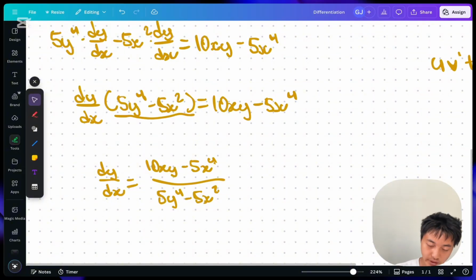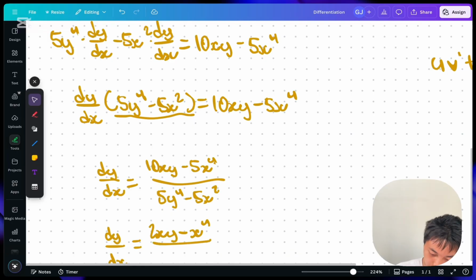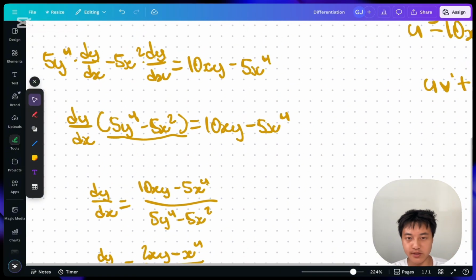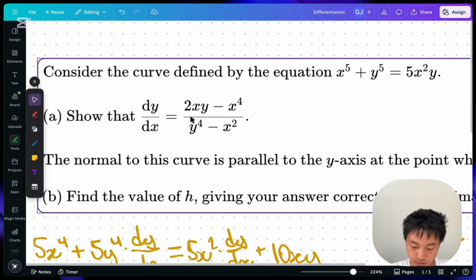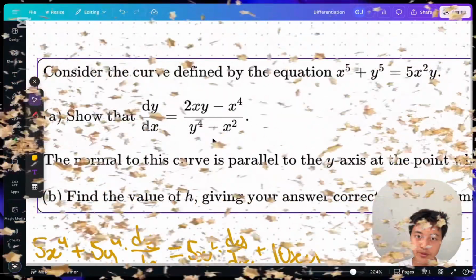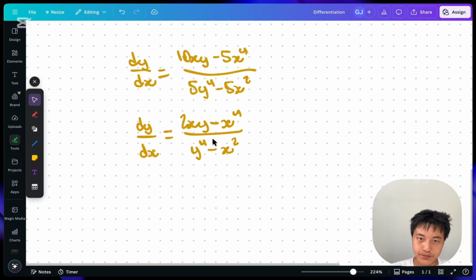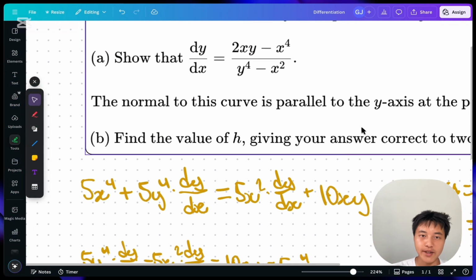And we can simplify the right-hand side even more by dividing each term by 5, I believe. So that is going to be 2xy minus x to the fourth over y to the fourth minus x squared. And is this all we can do? Let's see, does this match up? 2xy, yeah, this matches up. Okay, that's good. So that's part A done.